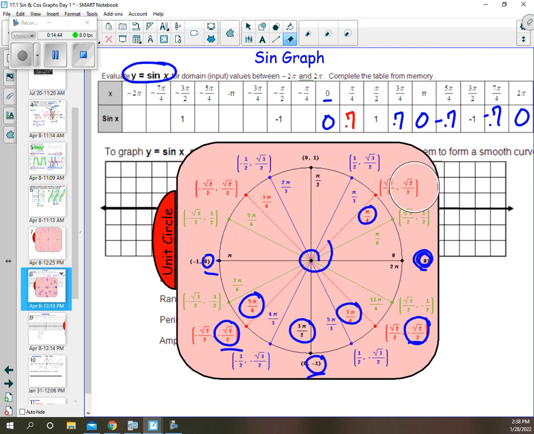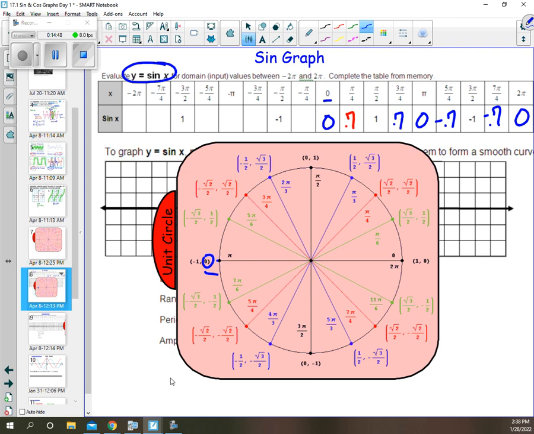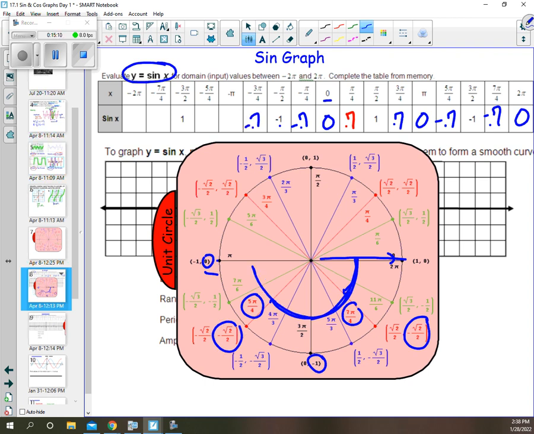All right, well, what about the negative angles? Remember, that just means you're going around in the opposite direction. So let's see what that would look like. Negative pi over 4 would mean this. So it's the same as 7 pi over 4. So it's still this value. We're just going in the opposite direction. Negative pi over 2, that's the same as 3 pi over 2. So negative 1. Negative 3 pi over 4 is the same as a positive 5 pi over 4. So negative 0.7.